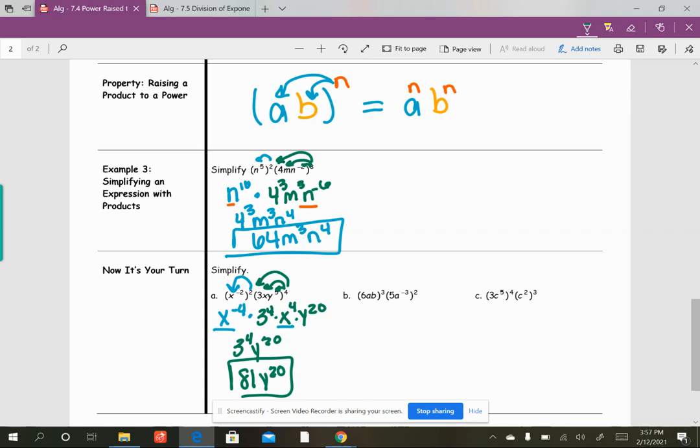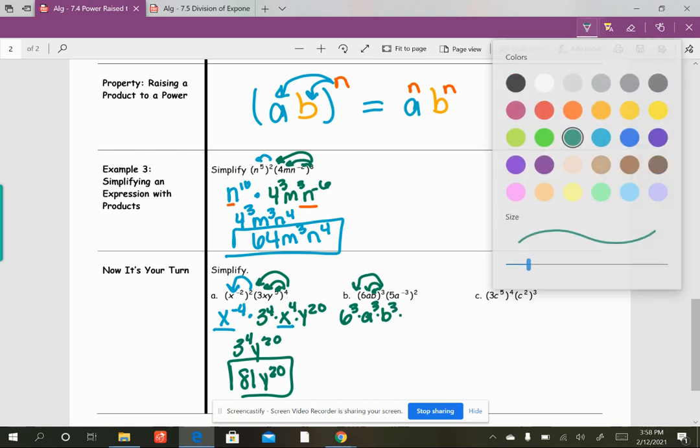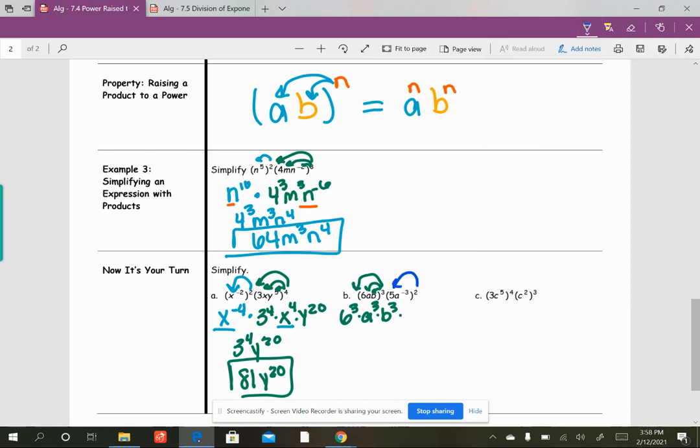All right, let's move on to letter B and letter C. So letter B, the first one, let's distribute that 3 on the inside to everything. So that ends up being 6 to the third power, a to the third power, b to the third power. And then let's distribute that 2. So we have 5 squared times a to the negative 6th.